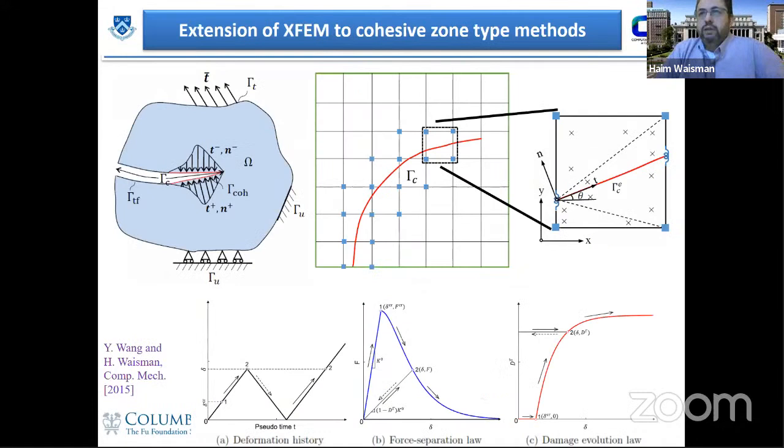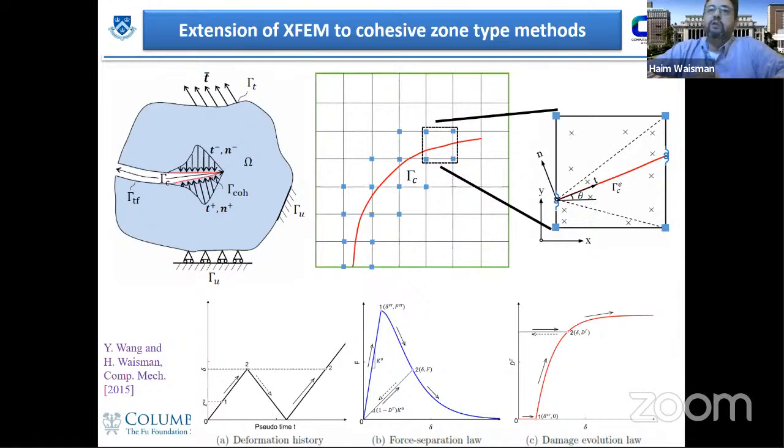Another example of what one can do with this method is to employ it within a cohesive zone formulation. In cohesive zone formulation, there is an additional traction separation law which is given on top of the crack. And so you can embed that into your extended finite element solution. Essentially, you can avoid the issue of standard cohesive zone models, where those are mesh dependent. It will depend on the mesh.